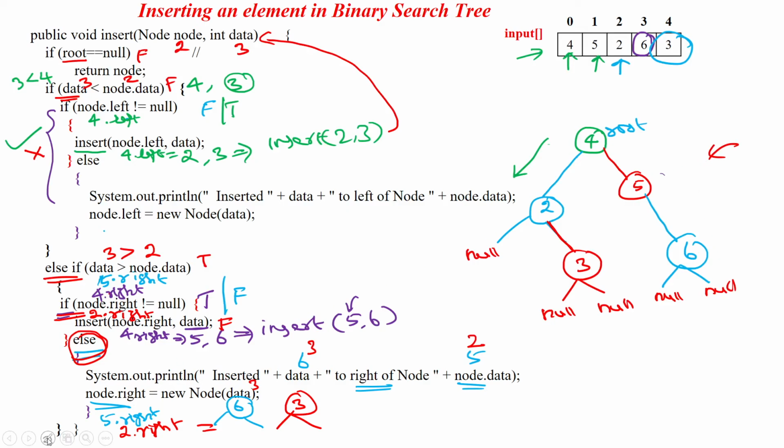Now you check the binary search tree property. The root node is greater than the left subtree. Here 2 is less than 4, and 3 is greater than 2 and less than 4. Likewise in the right subtree, 5 is greater than 4, and 6 is the right child, so it is greater than 5, which satisfies the binary search tree properties.